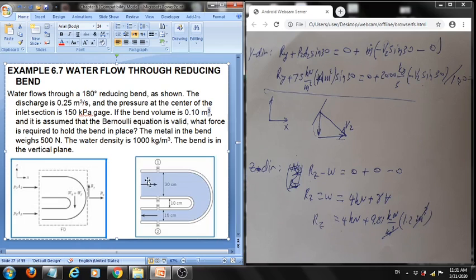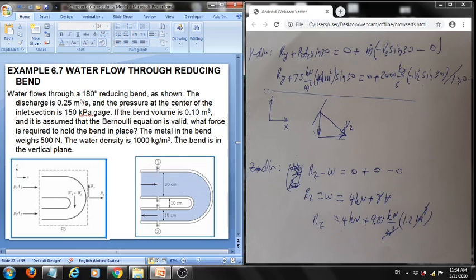And we're going to assume that the Bernoulli equation holds along the center line. In reality, that's not true, because the flow tends to be turbulent, which means that Bernoulli is no longer valid. But again, this is a reasonable assumption to demonstrate a few aspects of this problem. The metal weighs 500 Newton, and the density of the water is as before. We are asked again to find the force necessary to hold this bend in place.